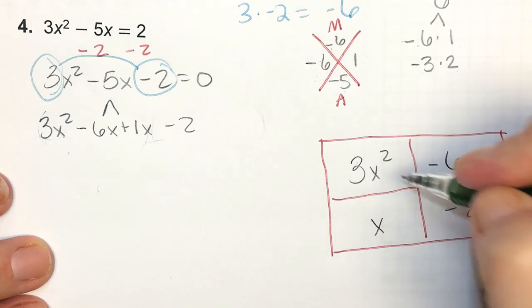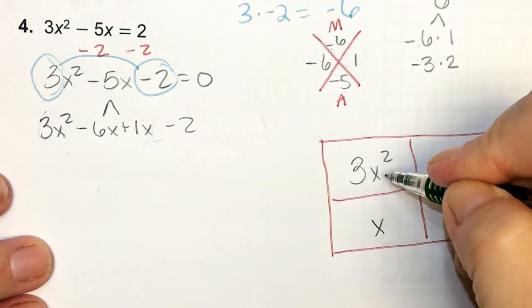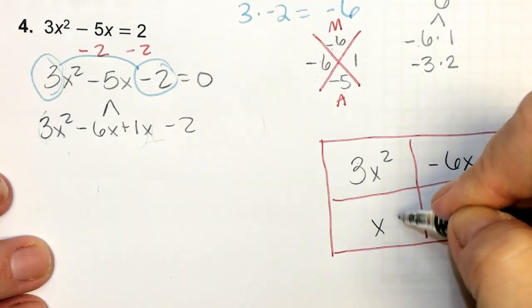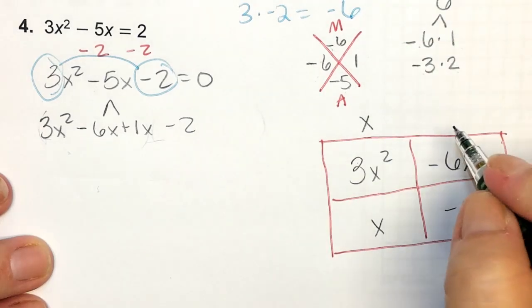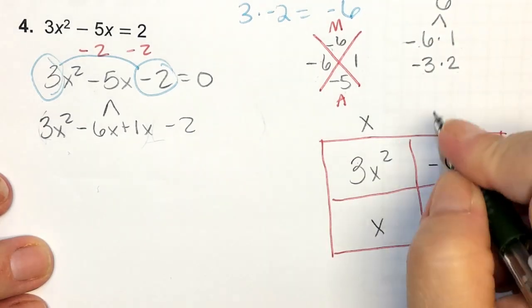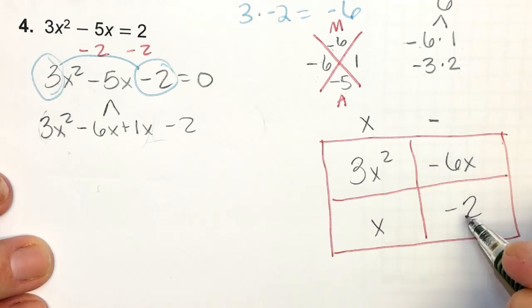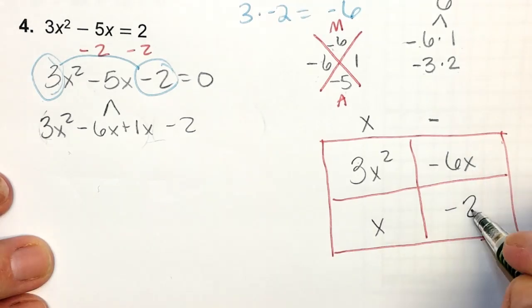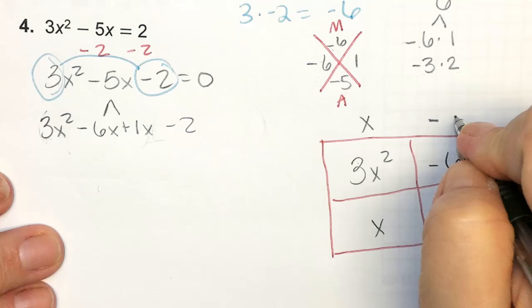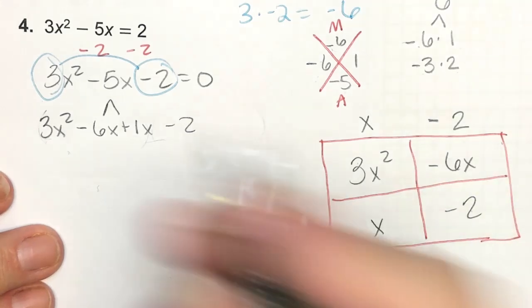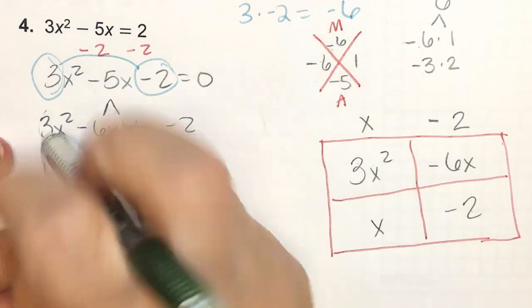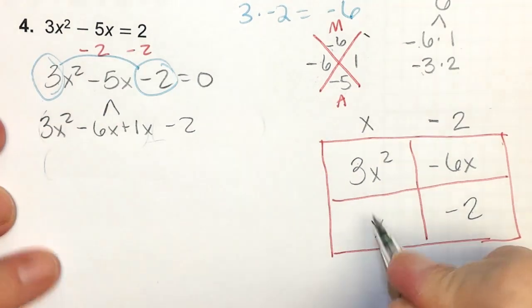All right, so now we're looking down. What does 3x squared and x have in common? They have an x in common, right? We're looking down again. These both have a negative in common because they're both negative. And what factor does 6 and 2 have in common? A 2. They both can be divided by 2. So that is going to be one of our factors. I'm going to wait because I'm going to show you another method before I write that out.